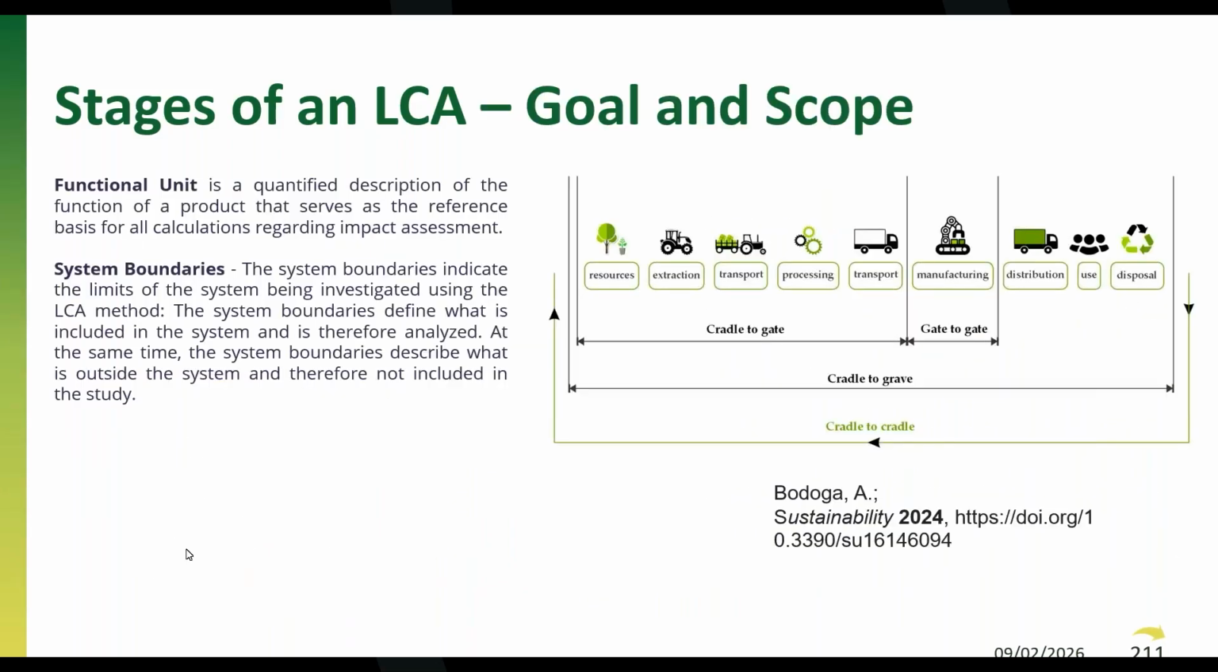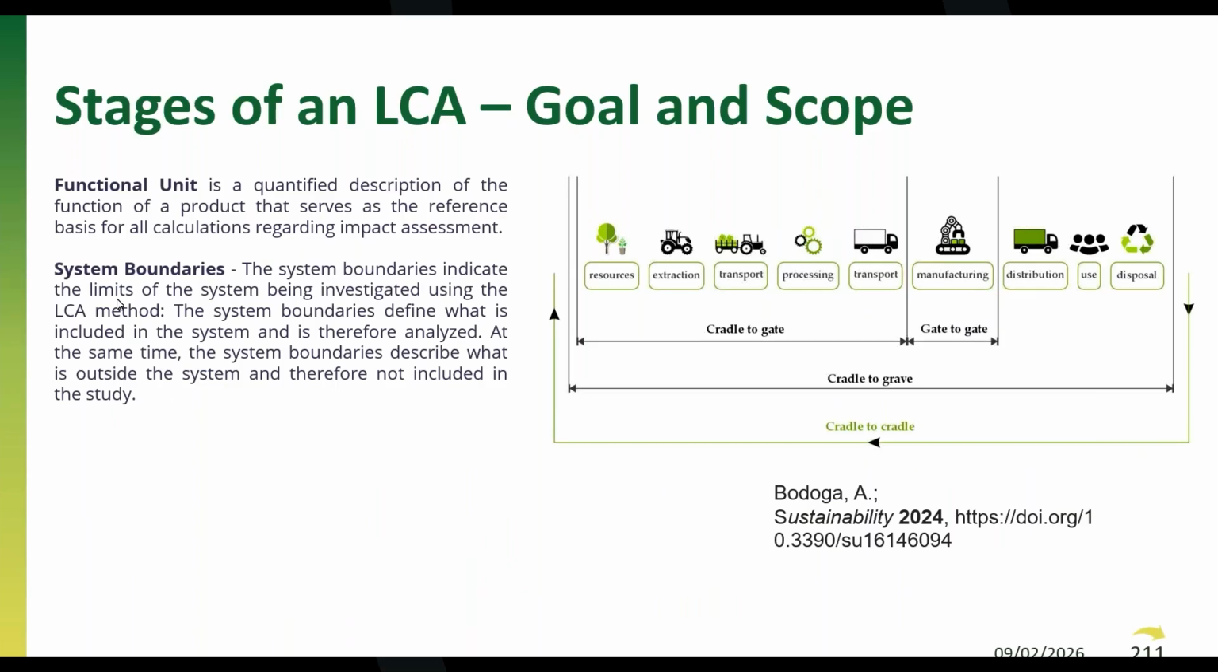So when it comes to the goal and scope, we have first to define a functional unit. That functional unit is a quantified description of the function of a product that serves as a reference basis for all calculations. So a lot of the functional units for the studies that we did for Bio-Uptake would be linked to 1 kg of bio-based material, 1 kg of bio pellets, for example. But sometimes we had to use functional units that were closer to a batch. So production of a batch of bio pellets over 8 hours of extrusion, for example.